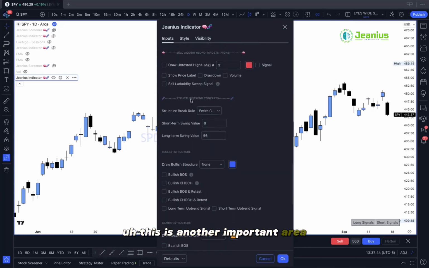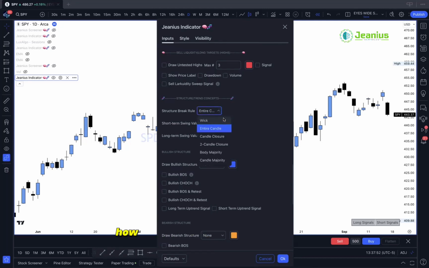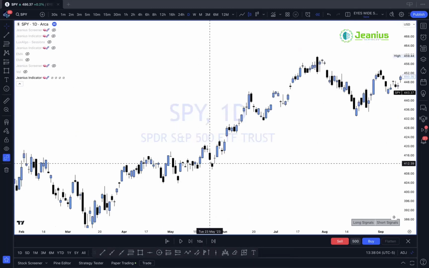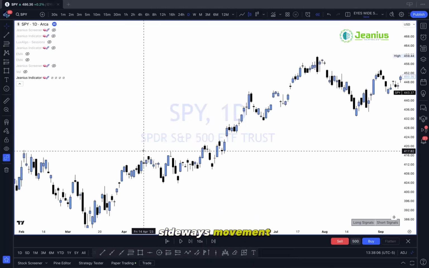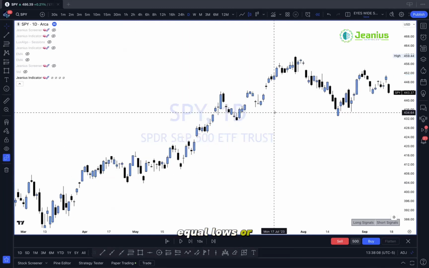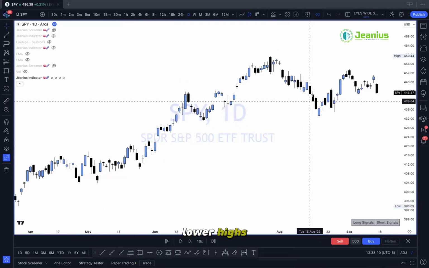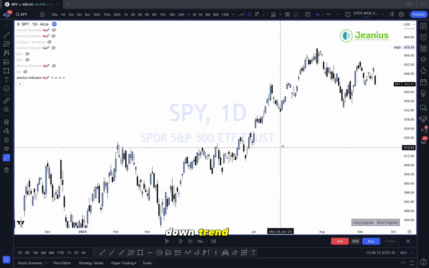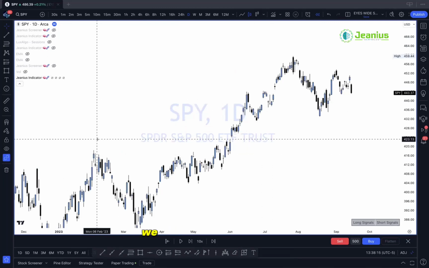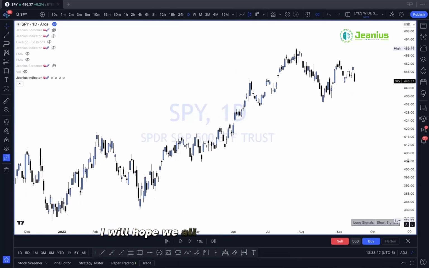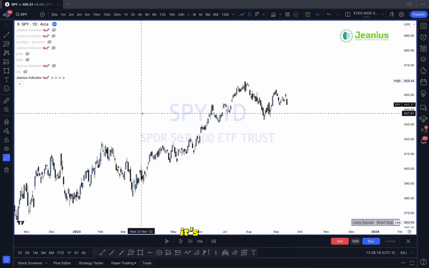This is another important area. You have the structure and trend concepts. How would you want the structure of your trend to be created? We all know what a trend is. Trend is higher highs, higher lows, sideways movement, equal highs, equal lows, or lower highs, lower lows. Uptrend, downtrend, range. That's your structure. I would hope we all know what structure is, and if you don't, it's okay.